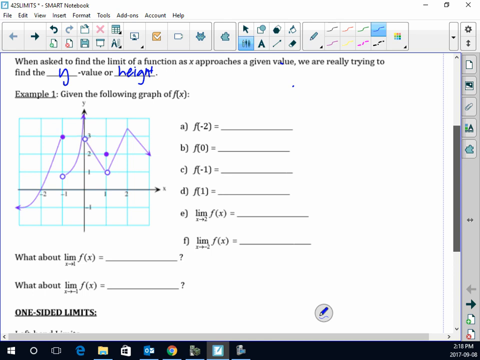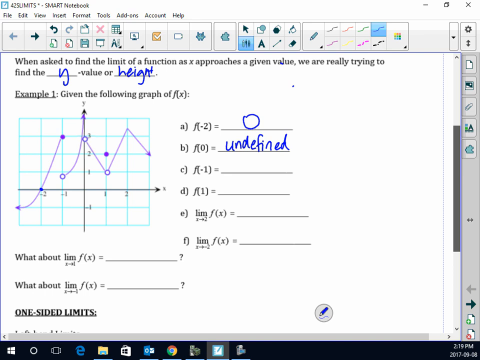0. Very good. Does everybody see? When x is negative 2, negative 2 goes into the function machine. What comes back out? The y value, right? The output, the 0. Yes? What about f of 0? So when x is 0, we have a hole here, and it doesn't even go where x is. So this would be undefined. We don't know what it is, right?